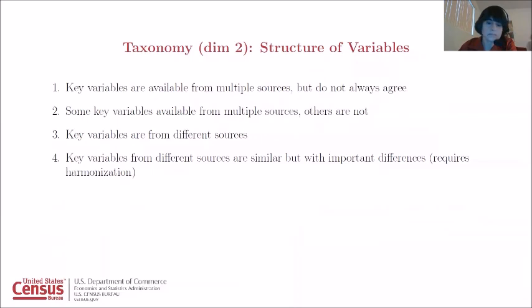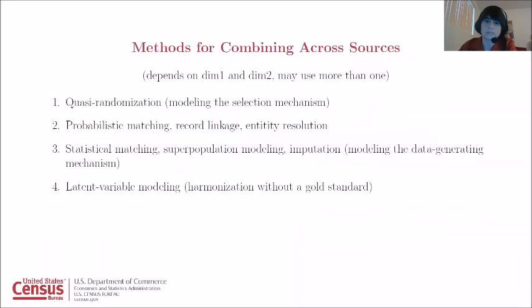And that poses a lot of interesting problems. Are you going to treat one as a gold standard? Are you going to treat neither as a gold standard? What are you going to do? So you can think of those 2 dimensions as being crossed, and within cells of that 4x4 table, you can have various methods being used for combining the information across sources.